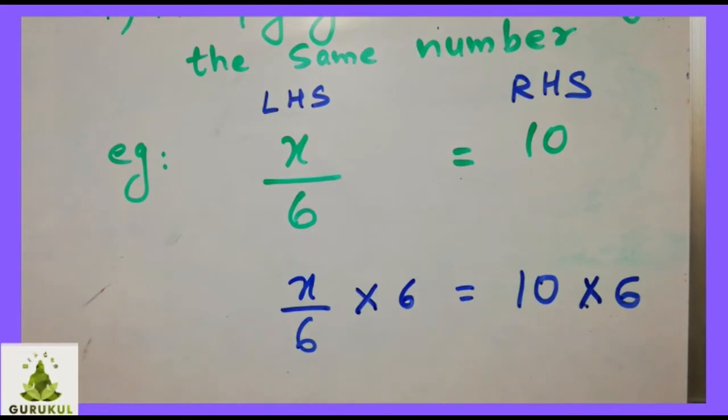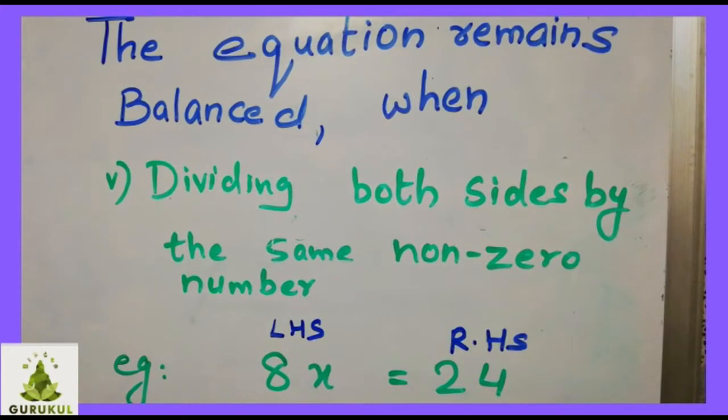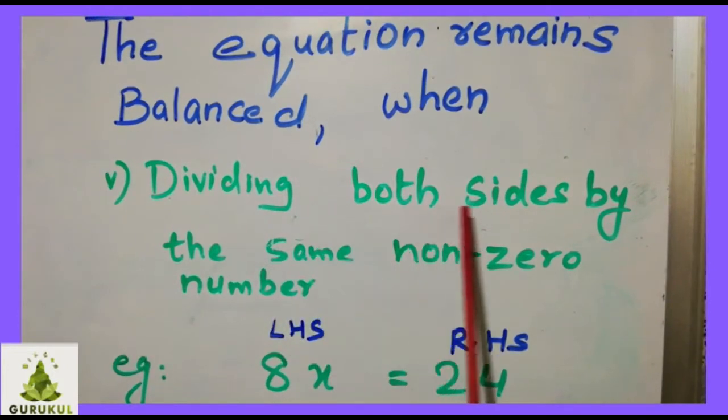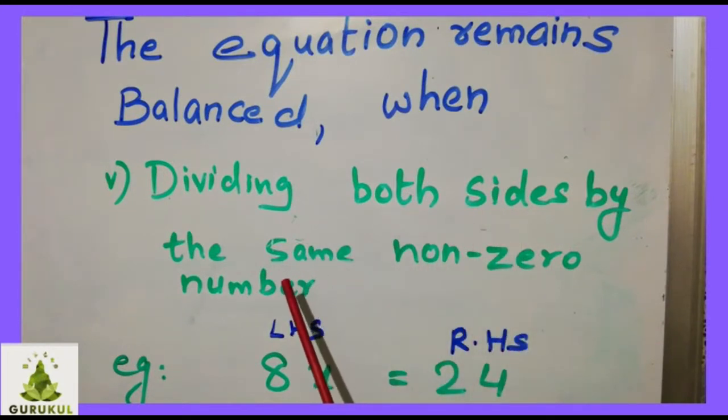Now for division. The equation remains balanced when dividing both the sides by the same non-zero number. When you are dividing, be careful about the denominator. While dividing, both the sides should have the same non-zero number. You cannot divide by 0. Any number, you cannot divide by 0. Division by 0 is meaningless. So it is specifically given here as non-zero. Is that clear to you? You cannot divide any number by 0.